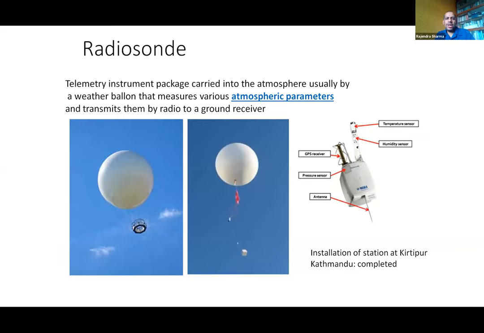And another is that we have now installed radiosonde equipment in Kirtipur, from which we can observe the temperature, pressure, and other meteorological information of the upper air, up to 30, 32 kilometers. Every day we are taking this information.